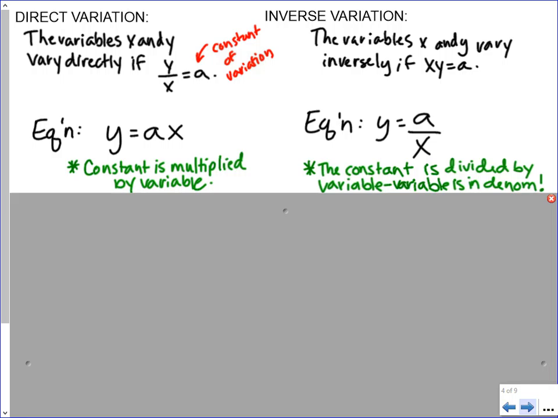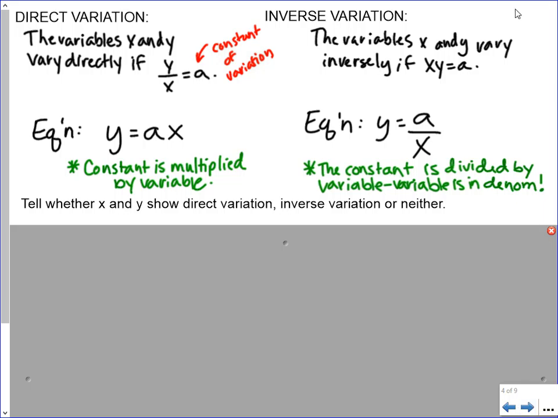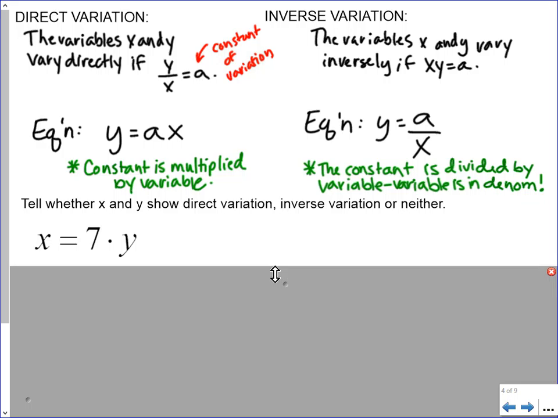So the next piece that we're going to look at is I'm going to show you 4 different equations, and we're going to try to decide, are these 4 different equations examples of inverse, direct, or neither? Okay, so we're trying to identify if they show inverse variation, direct variation, or neither. Here's my first example. X equals 7 times y.